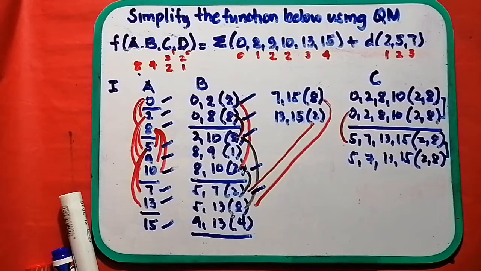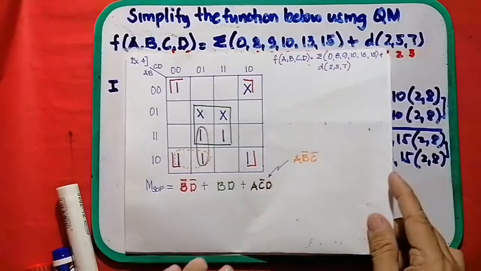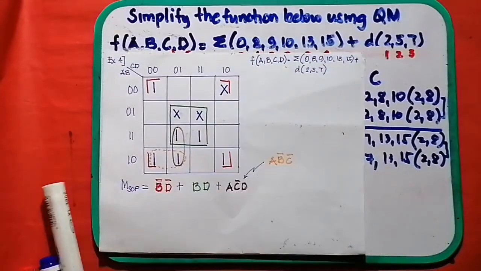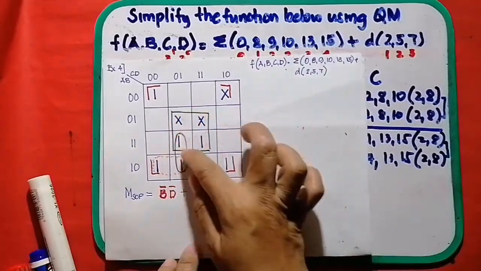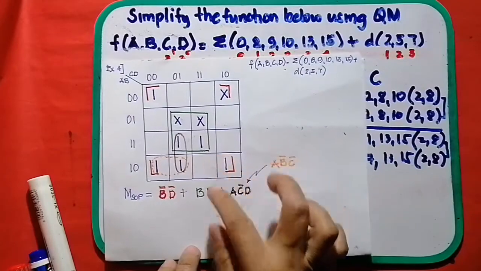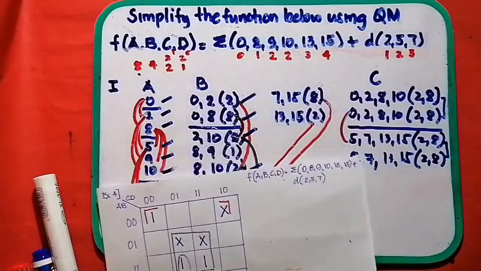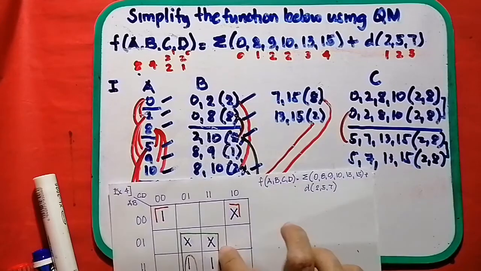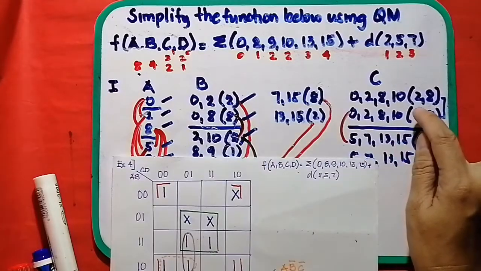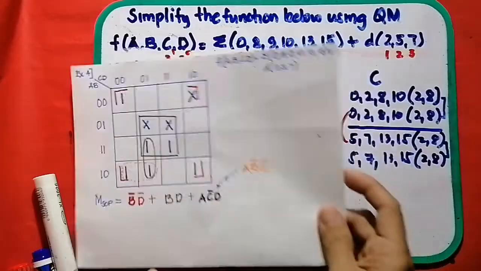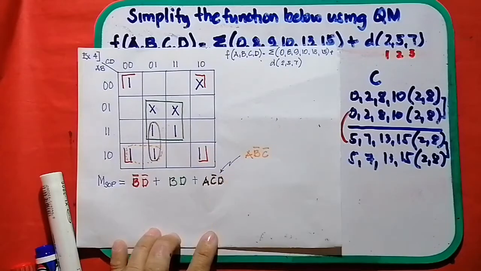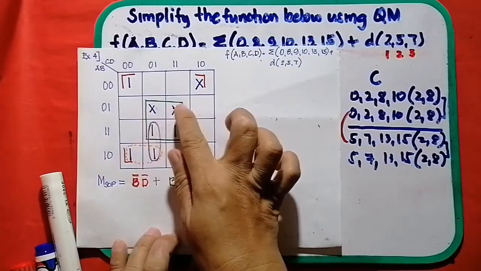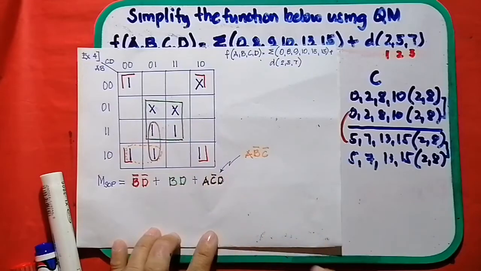Okay, so if we're going to associate it with the key mapping, you will notice we have here two groups of 4. Okay, so one group in here, another group in here. This one is the green group, whereas this one is the red group. So we have two groups. This one is 0, 2, 8, 10, and then this one is 5, 7, 13, and 15.